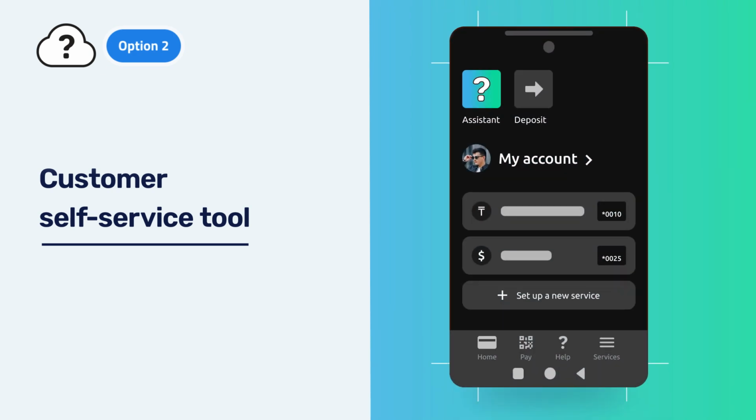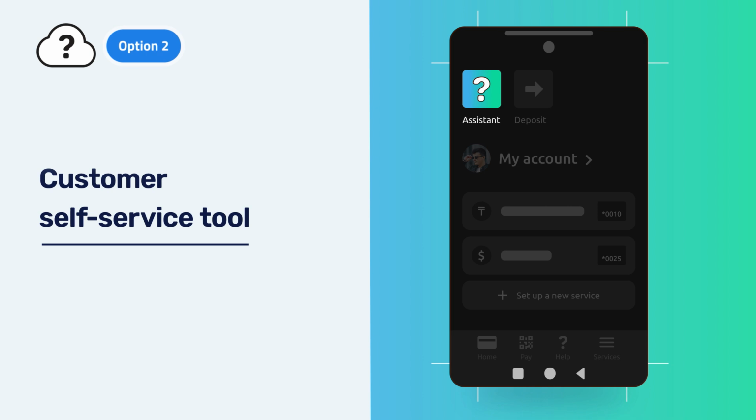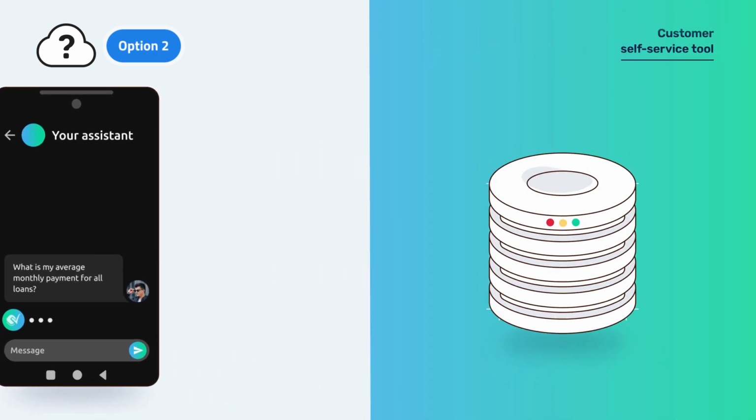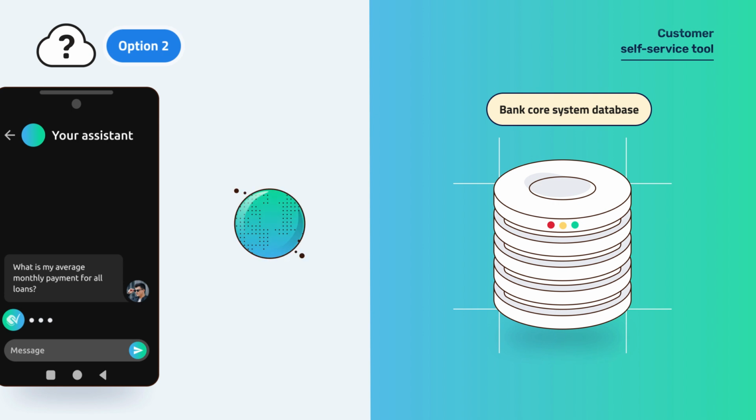This technology can be used to create customer self-service tools. For example, a client can ask questions in a mobile application or on a website that require assistance from a company employee or specially developed functionality to answer. Let's say a bank client asks, "What is my average monthly payment for all loans?" To give an answer, you need to use information from the bank's core system database. This task is also solved by RAG.